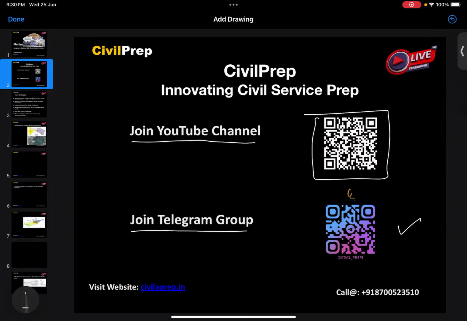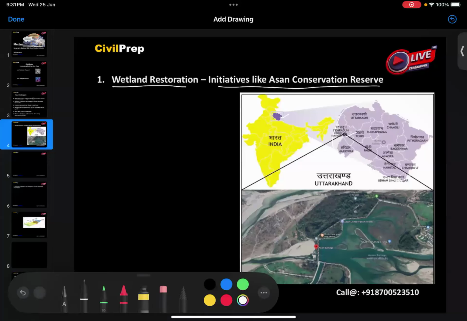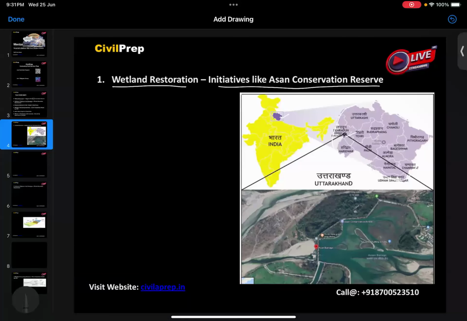Okay. Now, moving to our first topic, that is the wetland restoration initiative like Asan Conservation Reserve. Now, if you see closely in the map of India, we have Uttarakhand. Under this Uttarakhand, we have Dehradun district. Under this Dehradun district, we will see that here we have Asan Conservation Reserve. So this is Asan Barrage and also the Asan Conservation Reserve.